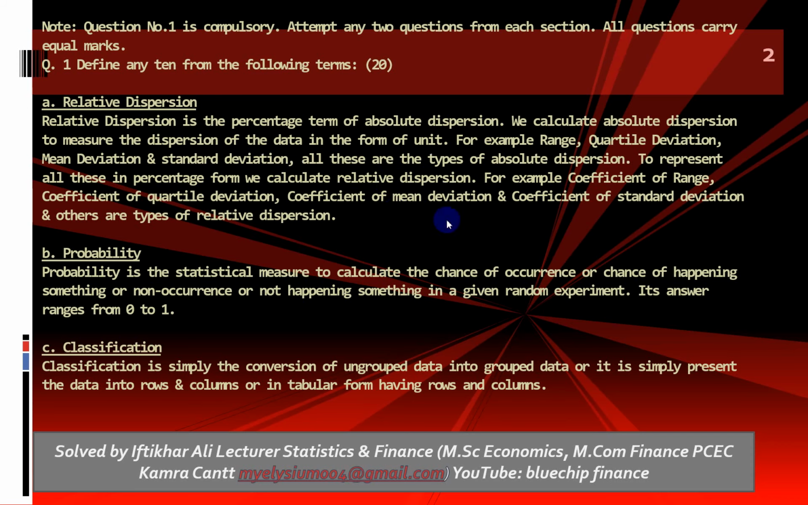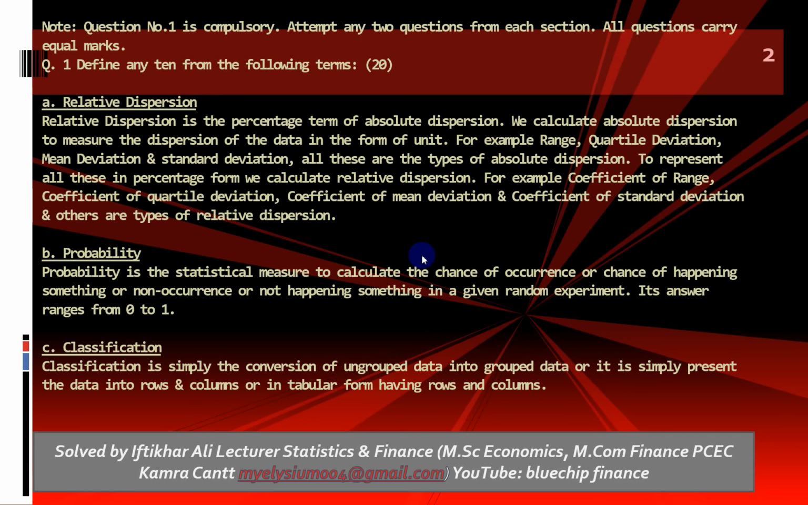The next one is probability. Probability is the statistical measure which calculates the chance of happening something or not happening something, or occurrence or non-occurrence. Its answer always ranges from 0 to 1.